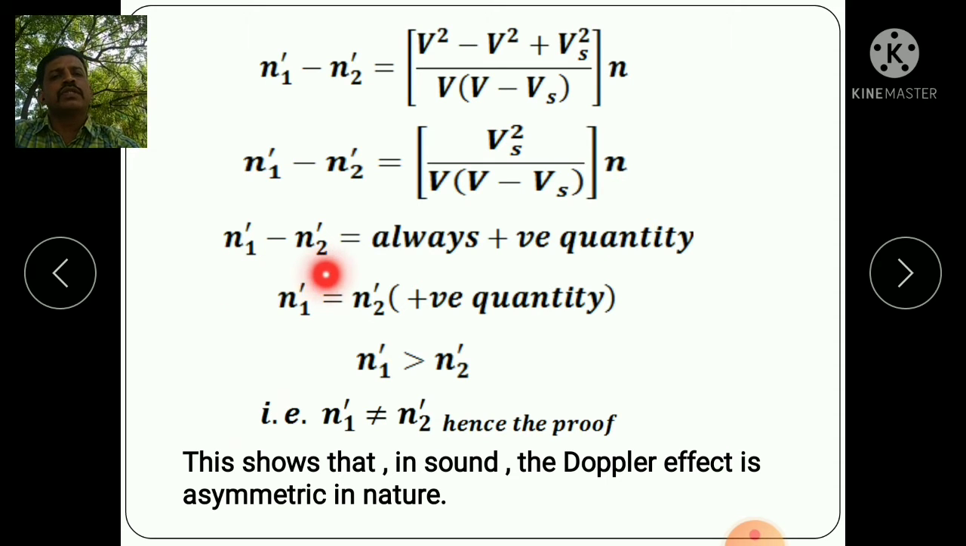n1 dash minus n2 dash is always a positive quantity. Here n1 dash is greater than n2 dash. Therefore this shows that the Doppler effect in sound is asymmetric in nature.